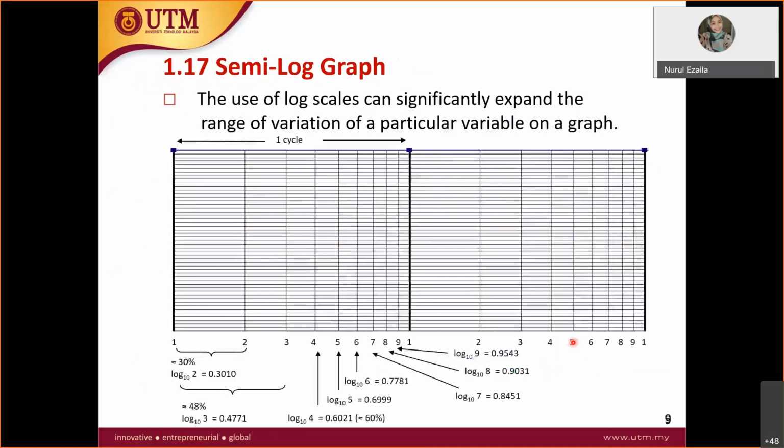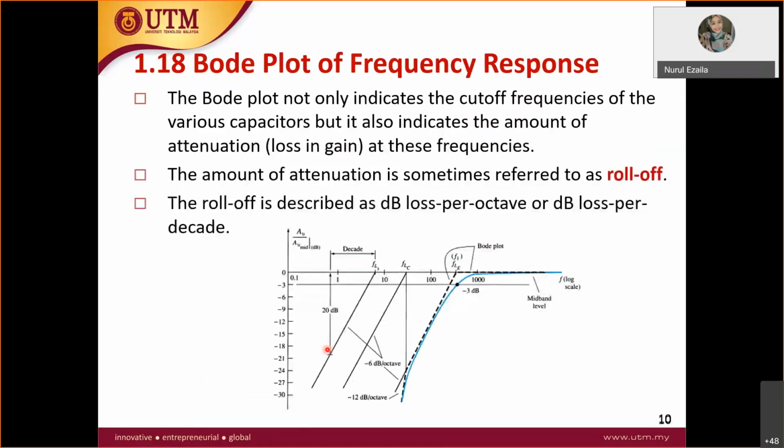Okay, so this is the graph paper, or the semi-log graph paper. We will usually draw on the paper. Seems like it is difficult and we cannot give you the graph paper during the exam, and it is hard for you to draw. So then you're not going to draw it. Okay, Bode plot frequency.